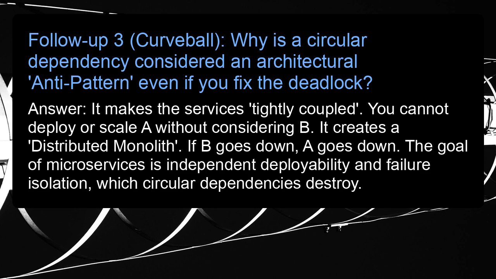Follow-up 3. Curveball. Why is a circular dependency considered an architectural anti-pattern, even if you fix the deadlock? Answer: it makes the services tightly coupled. You cannot deploy or scale A without considering B. It creates a distributed monolith. If B goes down, A goes down. The goal of microservices is independent deployability and failure isolation, which circular dependencies destroy.